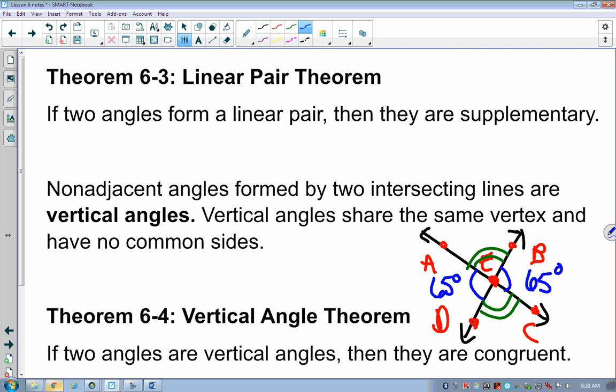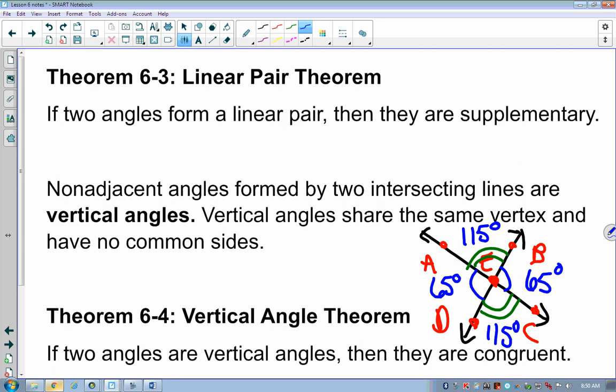Subtract 65 from 180, which is going to be 115 degrees. So I already know that BEA is 115 degrees, correct? Okay, so then what is DEC? 115 degrees. Okay, so in this case where I have vertical angles, adjacent pairs are supplementary.